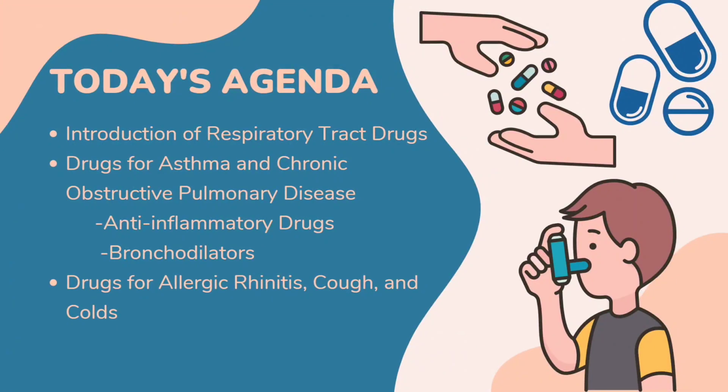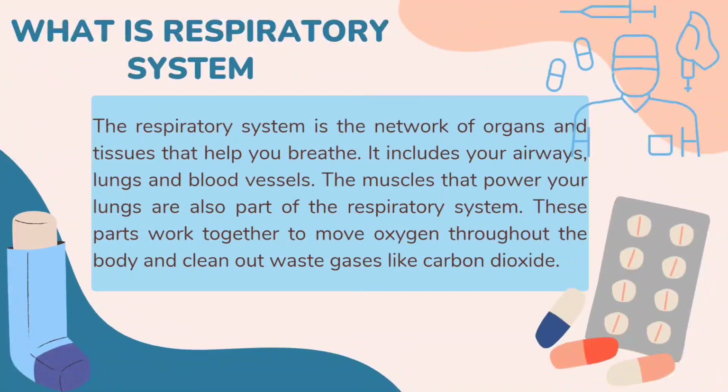Today, we are going to tackle first the introduction of respiratory tract drugs, the drugs for asthma and chronic obstructive pulmonary disease, which falls into two principles, which are the anti-inflammatory drugs and the bronchodilators. And lastly, drugs for allergic rhinitis, cough, and colds. But before that, let's define first what is respiratory system.